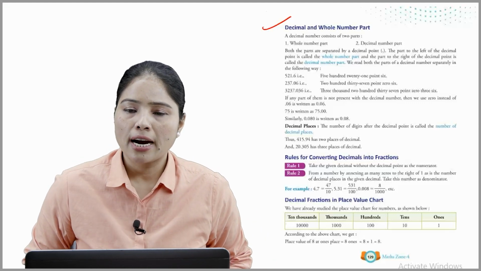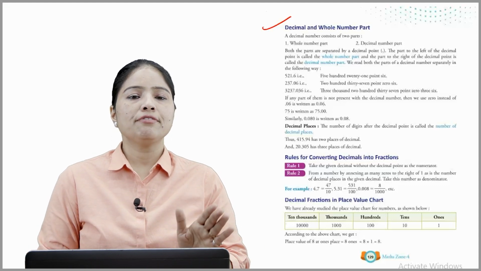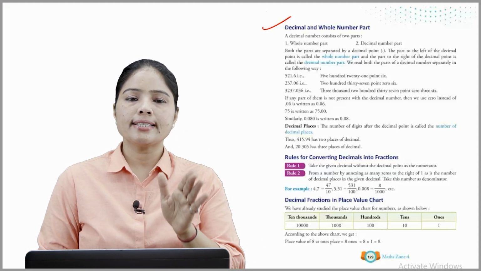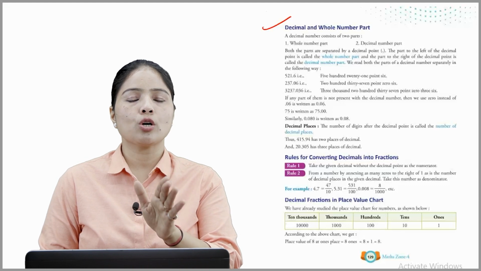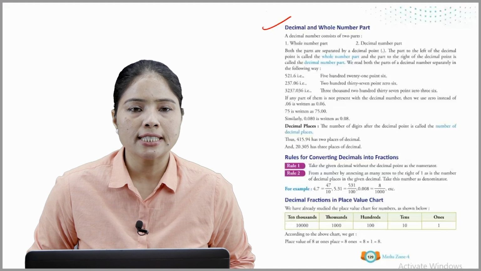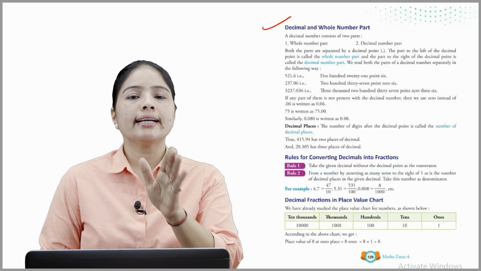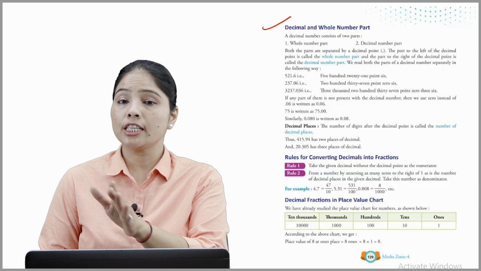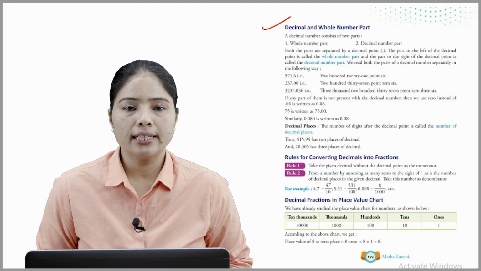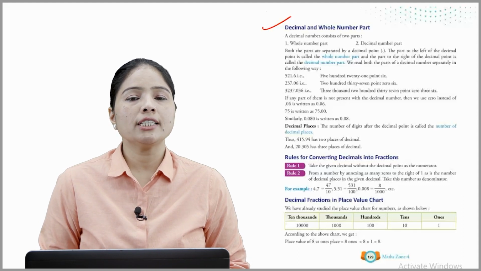We read both the parts of a decimal number separately in the following way. 521.6. Similarly, 237.06. Similarly, 3237.036.